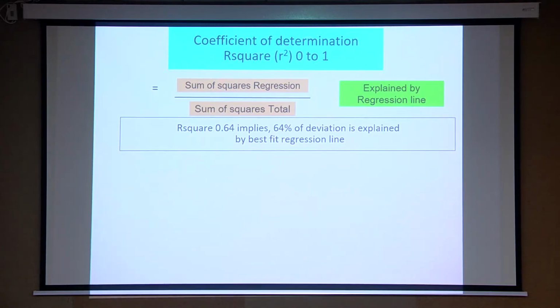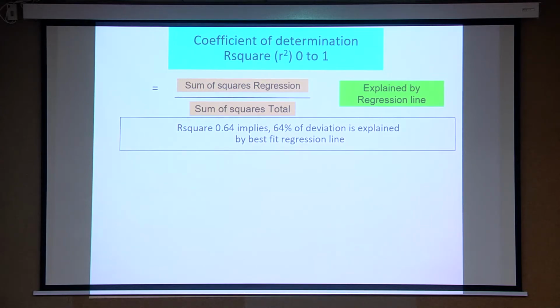So what is the coefficient of determination? Out of the sum of squares total, the sum of squares regression, that is the difference explained by the regression line, you are going to square it, and you are going to take a proportion. So for example, r square 0.64. What does it mean? That means 64% of the deviation is explained by the regression line. So the regression line accounts for 64%. 36% is the random error.